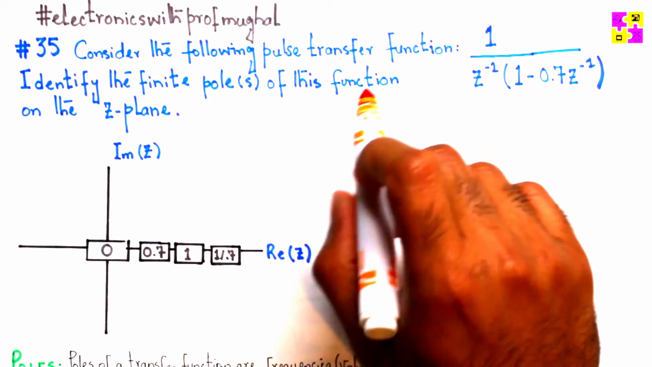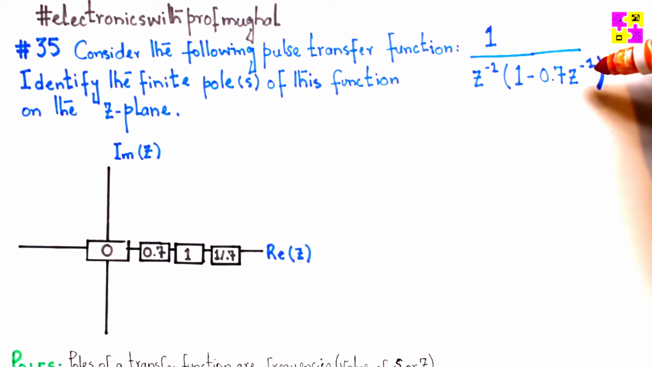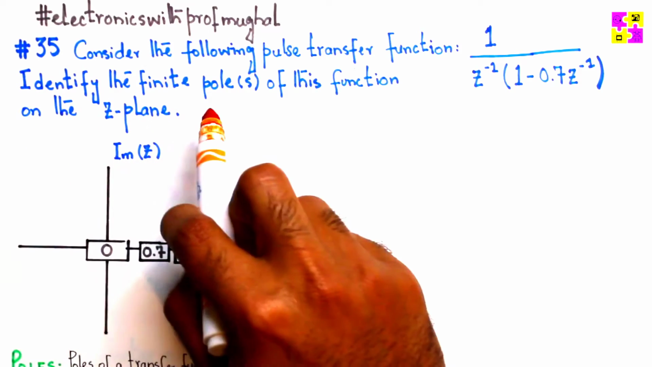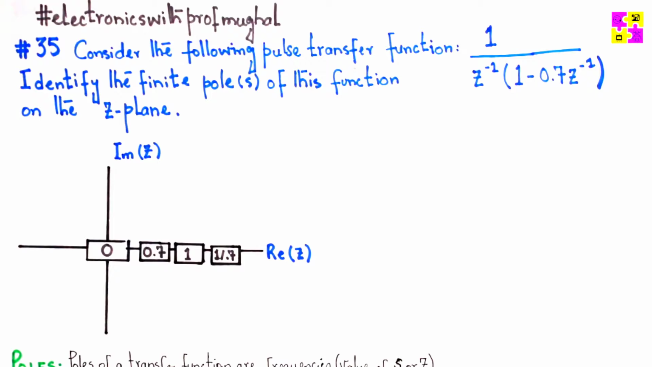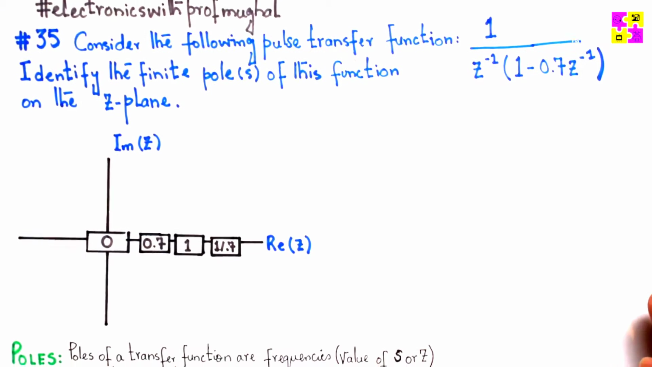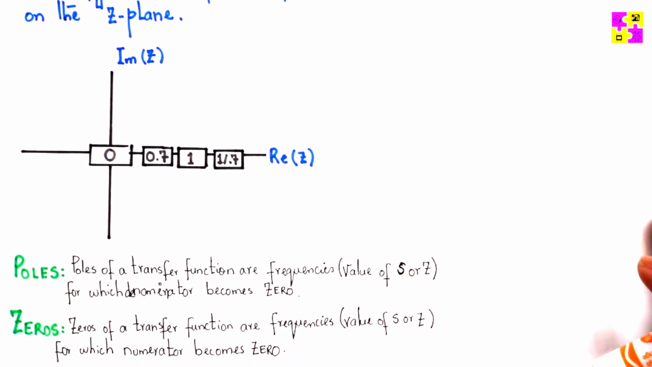Consider the following pulse transfer function, which is right here, 1 over z inverse times (1 minus 0.7 z inverse). Identify the finite poles of this transfer function on the z plane. Okay, now before we get into this, let's try to read through some of this text right here.